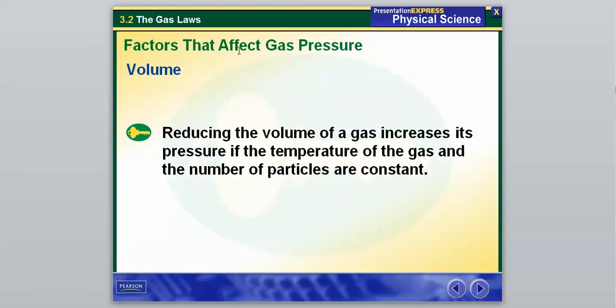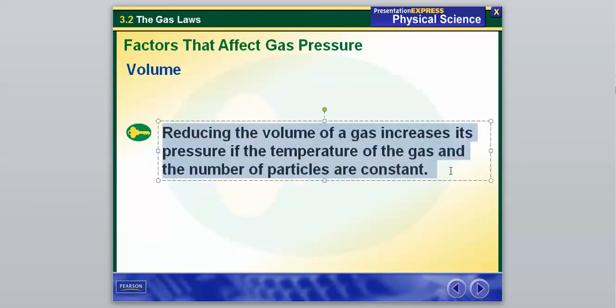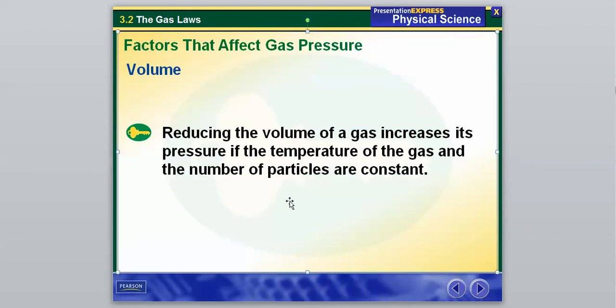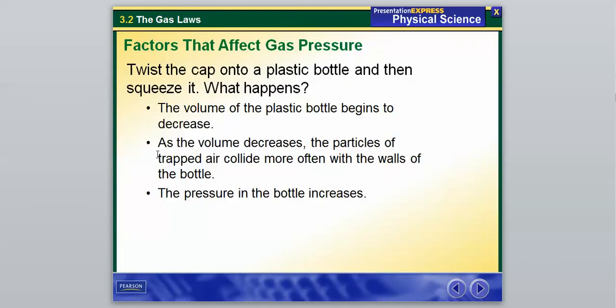And now volume. Volume is just the amount of space that something takes up. Reducing the volume of a gas increases its pressure if the temperature of the gas and the number of particles are constant. So if we make the size of the container smaller, the pressure will increase. Our example here is one that we've probably all done. If you take an empty plastic bottle, twist the cap onto it, and then squeeze it at the bottom, what's going to happen?